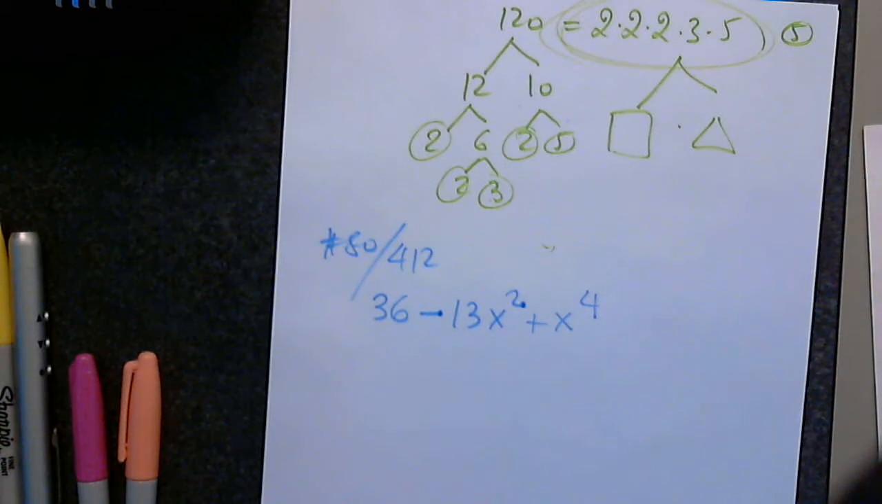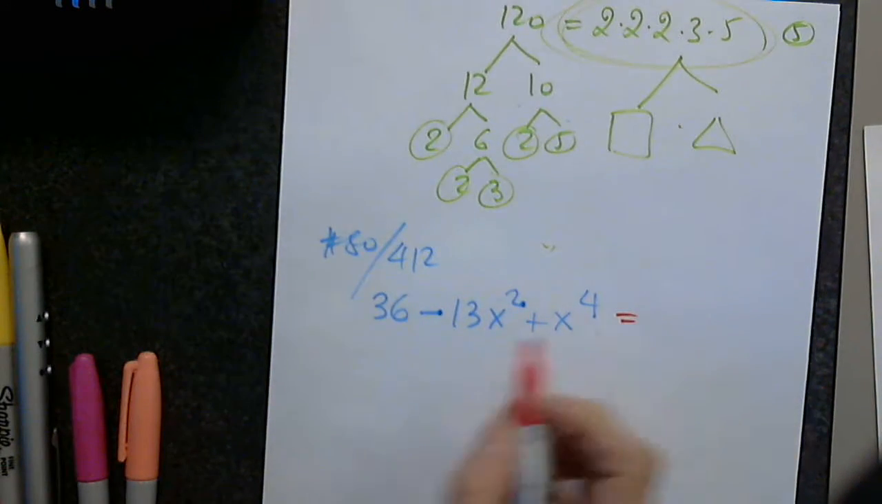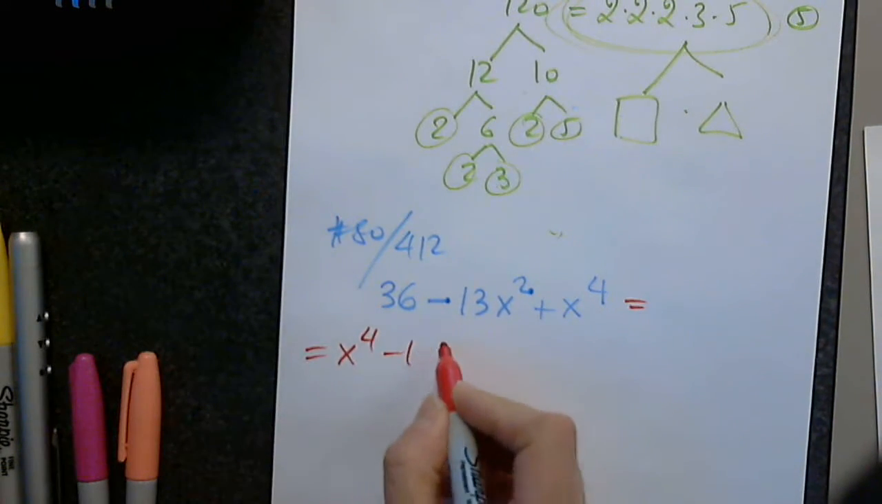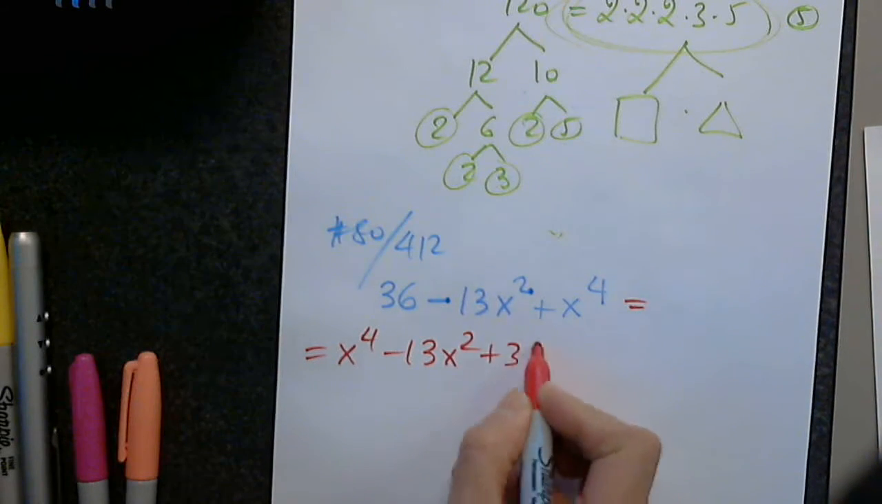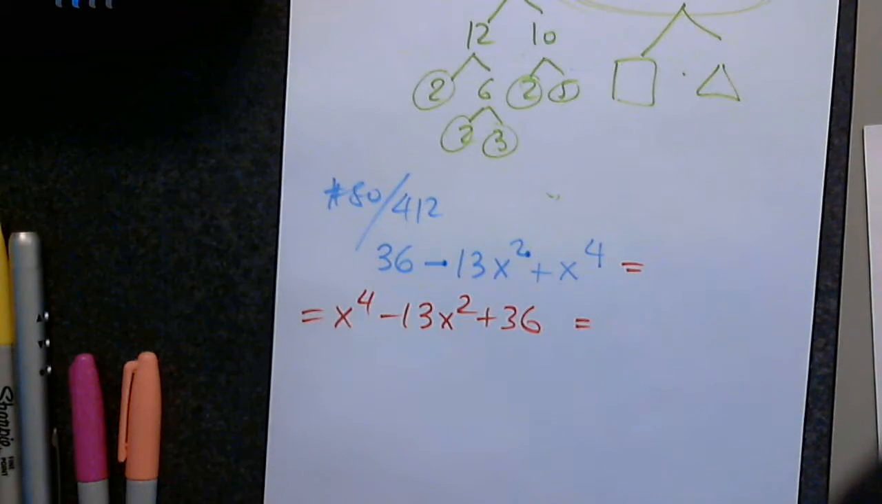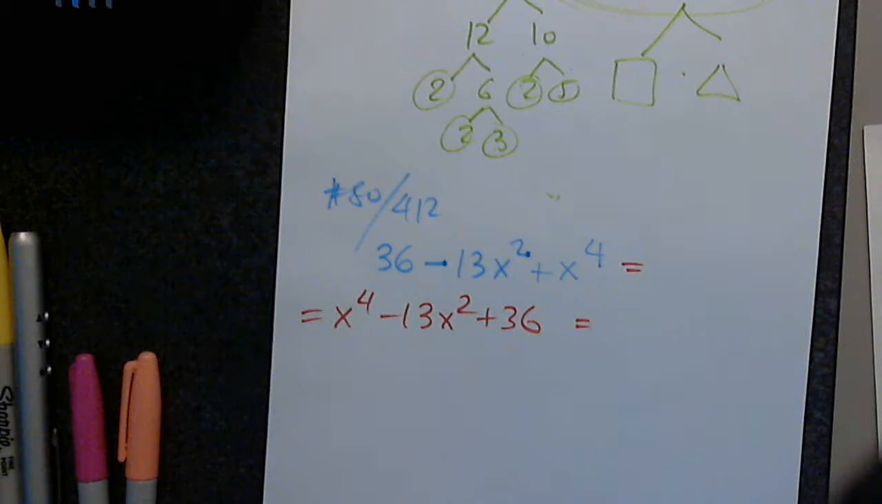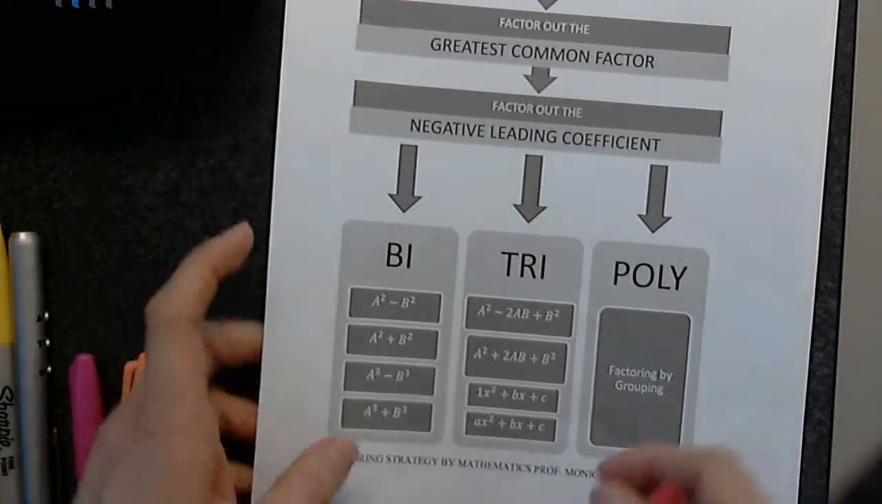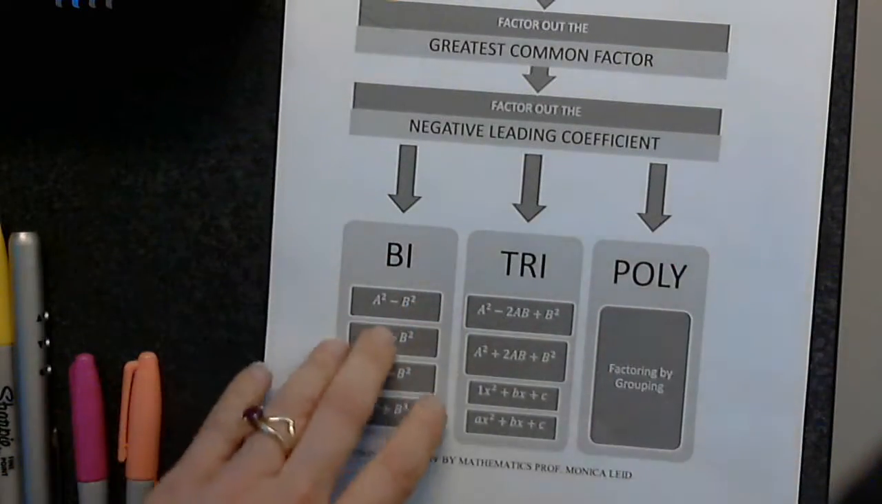Okay, here's the difficulty. It is a trinomial. It's not in descending order, but that's not difficult at all. So this is x to the fourth minus 13x squared plus 36. That's not a problem. No negative leading coefficient, no greatest common factor. However, the degree is 4. I am going to attempt one of the special products for the trinomial. I'm hoping that one of these works.